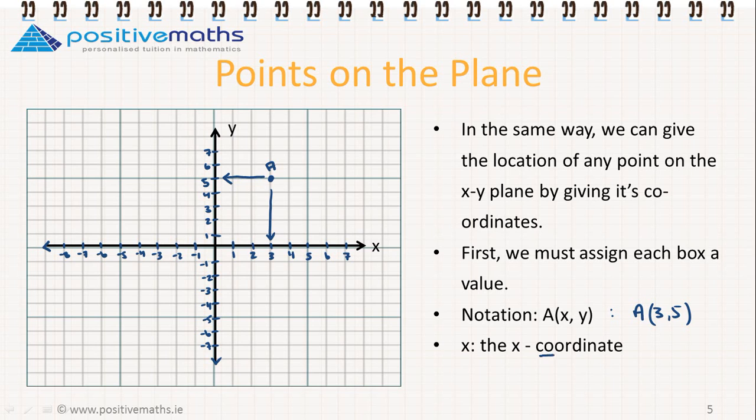So X we call the X coordinate. So in this case it's 3. And Y we call the Y coordinate. And in this case it's 5. So we have the point (3, 5), our X coordinate is 3, and our Y coordinate is 5.